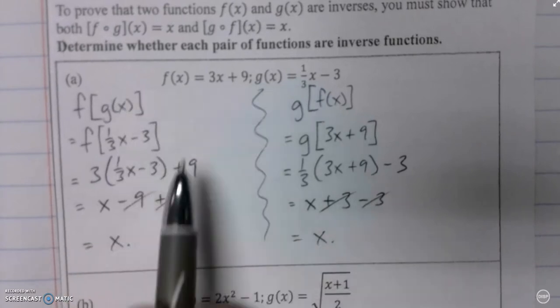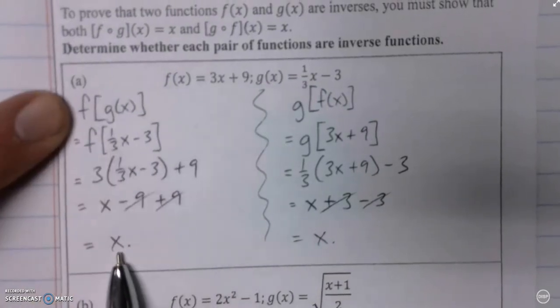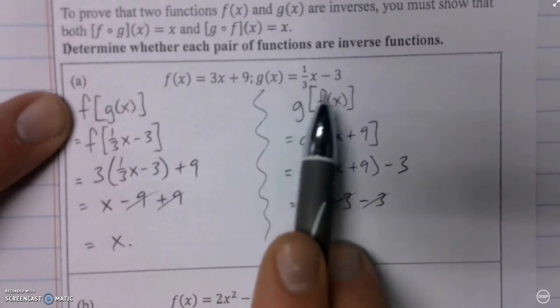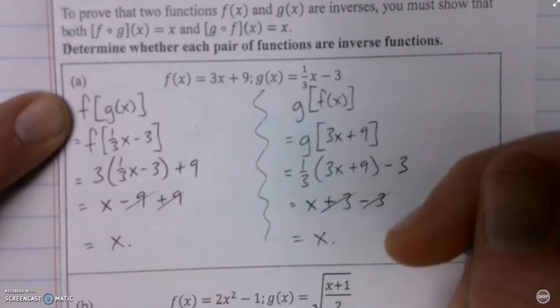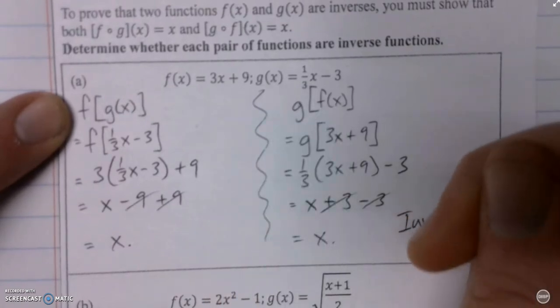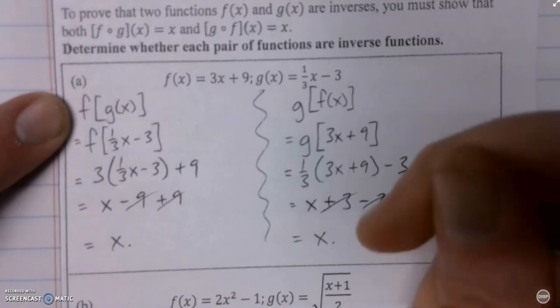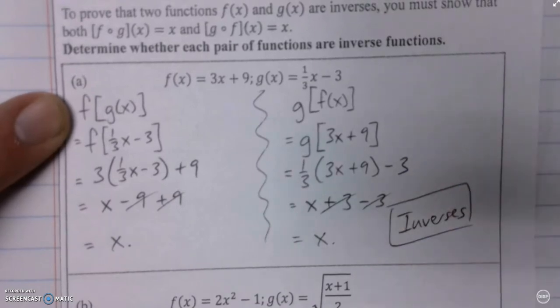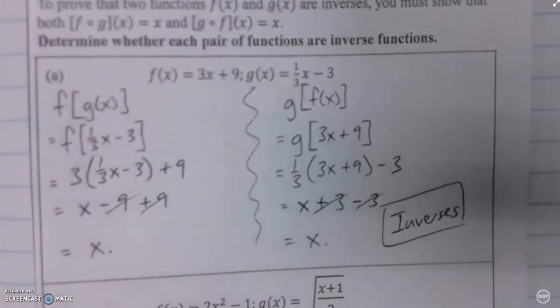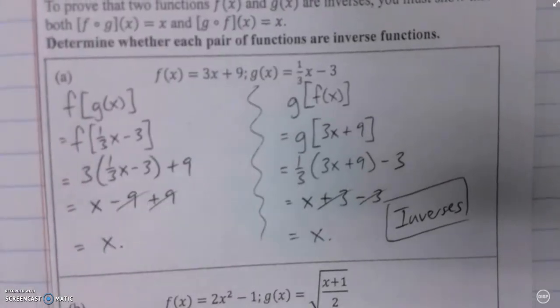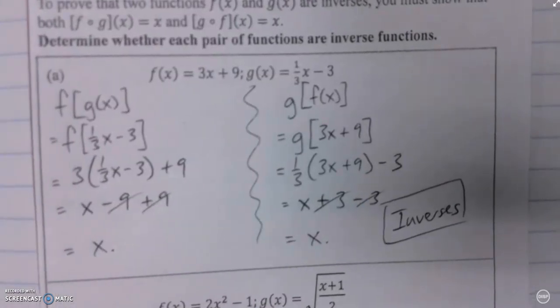So, are these two functions inverses? f of g of x was x, and g of f of x was x. Yes, these are inverses. If you're asked to do this on the assessment today, you're going to have to show that work. You can't just say yes or no.